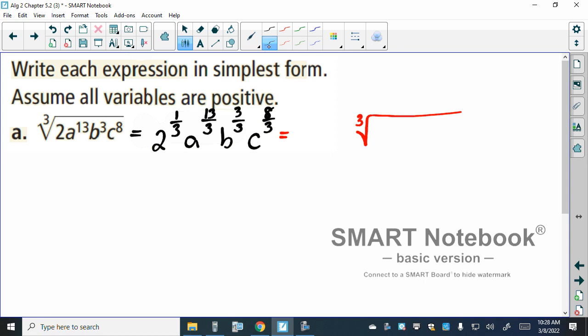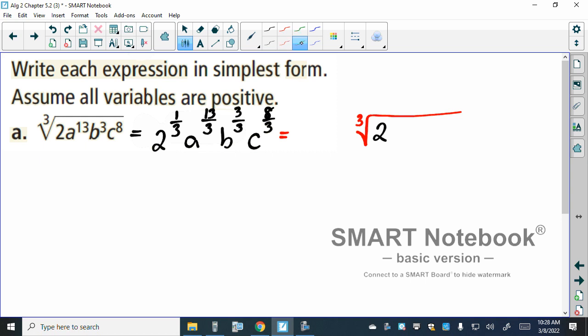So, any questions on rewriting this with fractional exponents? Okay. Now, we can start from left to right with the 2 to the 1/3. 2 is prime. So really, 2 to the 1/3 really won't simplify. There's no way for us to get the 2 out. So the 2 will actually stay there.